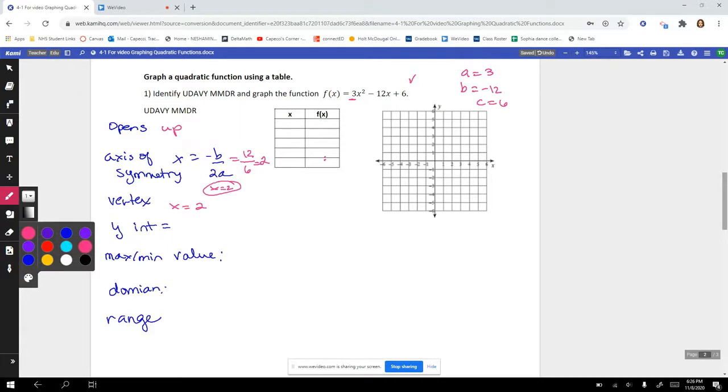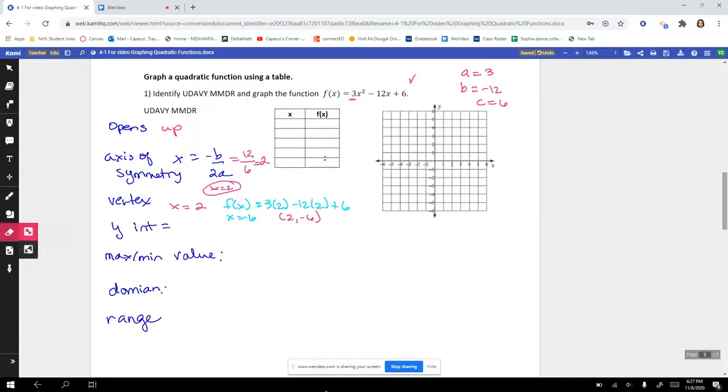Now, how do I find that y value? Well, we know f(x) is equal to 3 times 2 squared minus 12 times 2 plus 6. So when we do all of that, our y value is going to equal negative 6. That's our vertex there. Okay, so our vertex is the point (2, -6). We're going to put that in the middle of our table. So let's go back and do that now so we don't forget. We have 2 here, negative 6.